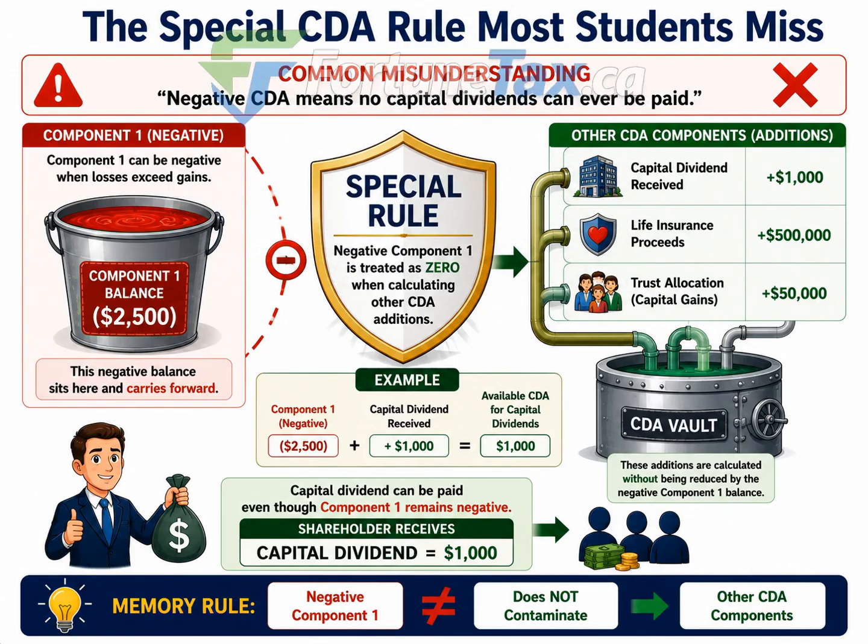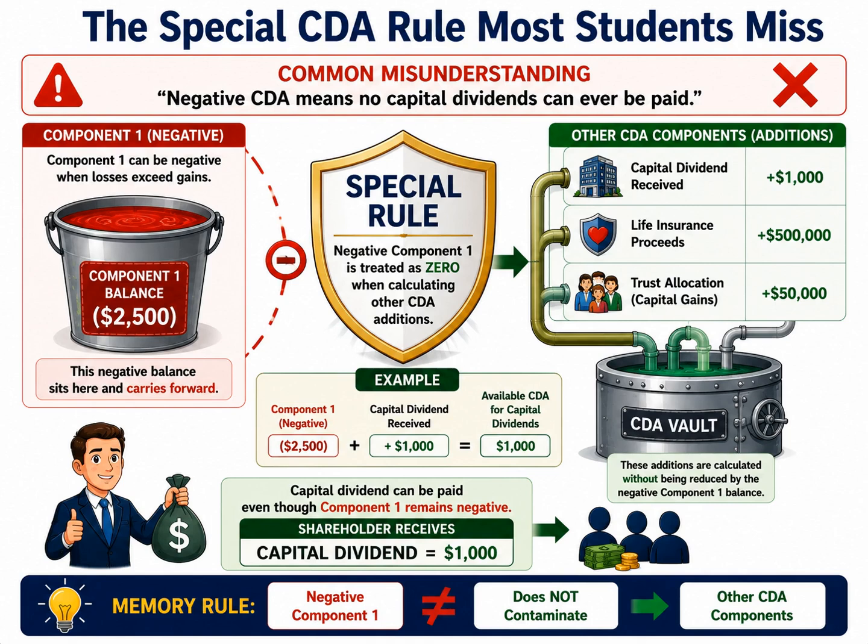On the left side of the slide, component 1 has a negative balance of $2,500. This negative balance exists because previous capital losses exceeded capital gains. At first glance, it may seem like the corporation has no CDA available. However, this is where the special rule becomes important. For purposes of calculating other CDA additions, the negative component 1 balance is effectively treated as 0. In other words, the negative balance does not contaminate the rest of the CDA.